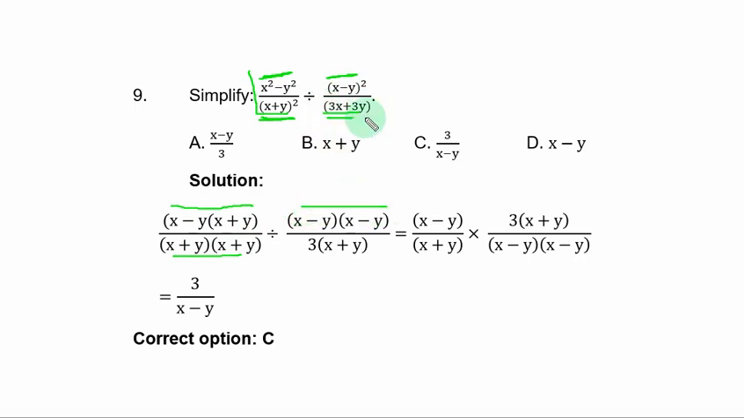You factor out 3 from here, and you have 3 bracket open S plus Y. If you reduce this, cancel this, you have this. Nothing can cancel here, but you need to change this sign to multiplication and invert this fraction, and that is what you have here. You cancel S plus Y with this and S minus Y with this, and you are left with 3 over S minus Y. C is the correct option.